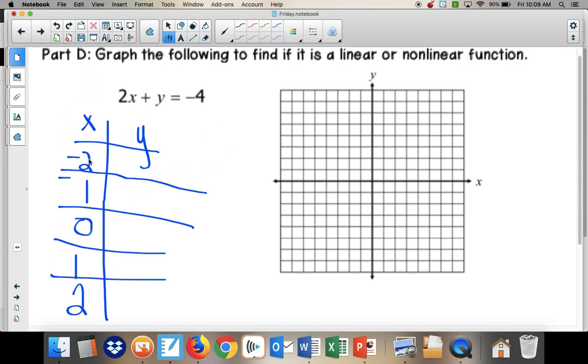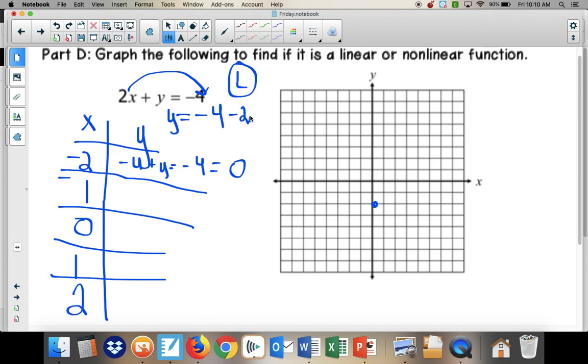So if I were to plug this in, -2 times 2, because I just substituted in. -2 times 2 is -4, plus 0 is -4. So if I were to solve, I would get 0. So my point is -2, 0. Now also I can look at this graph and I can say, well, I'm going to guess that it is linear because x and y don't have exponents, but we're still going to check. So -1. So actually I'm going to solve for y because this is going to make it easier. So y equals -4 minus 2x.